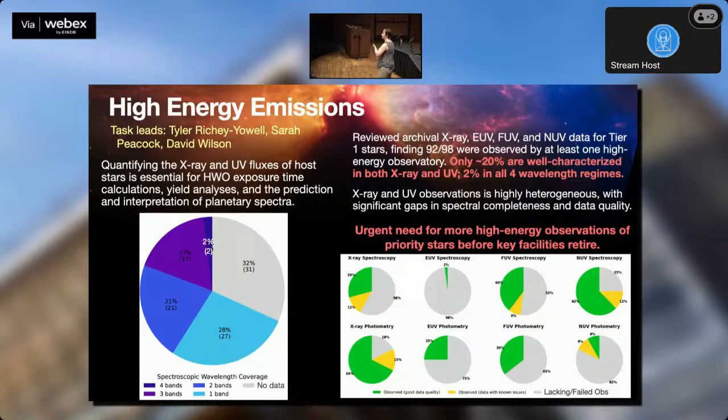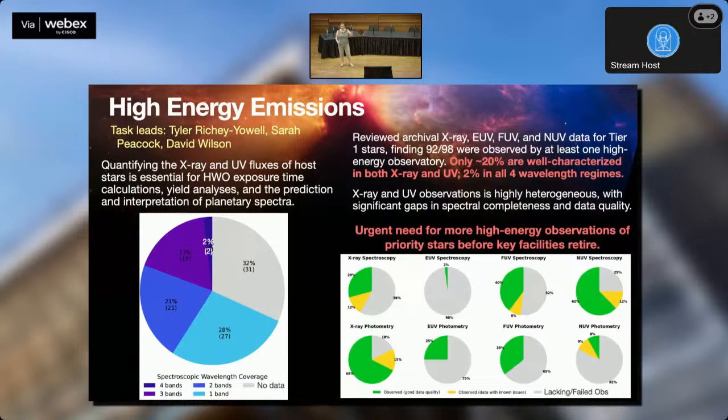This group looked at a breakdown of 4 different bandpasses. They looked at the X-ray, extreme UV, far UV, and near UV, and they looked at it specifically for tier 1. In this case, they were able to get at least 1 measurement for 92 out of 98 stars in these high activity bandpasses. 20% were well characterized in 2, and 2%, which is 2 stars, in all 4. And on top of that, this data was very heterogeneous.